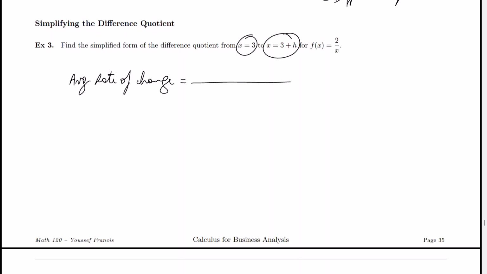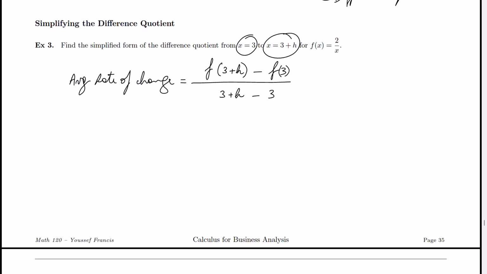So as usual, instead of using my algebra notation and writing y2 minus y1, I'm going to write first f of 3 plus h, because that's the y-coordinate of the second point, minus y1, but instead of y1, I'll write f of 3, because that's the coordinate of the first point. And then I need x2 minus x1, but instead of writing those, I'm going to write the coordinates of the second point, 3 plus h, minus the coordinate of the first point, which is 3.